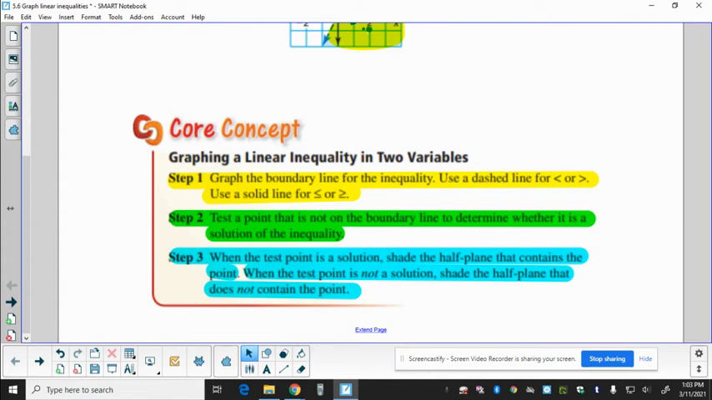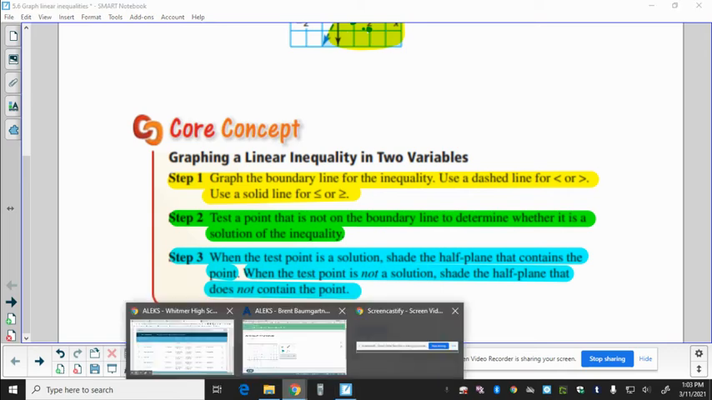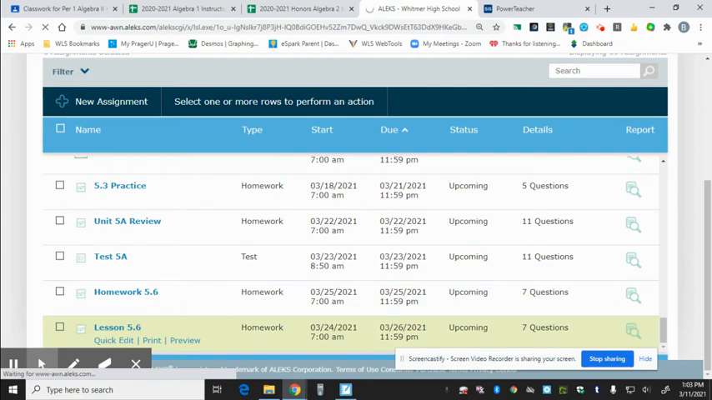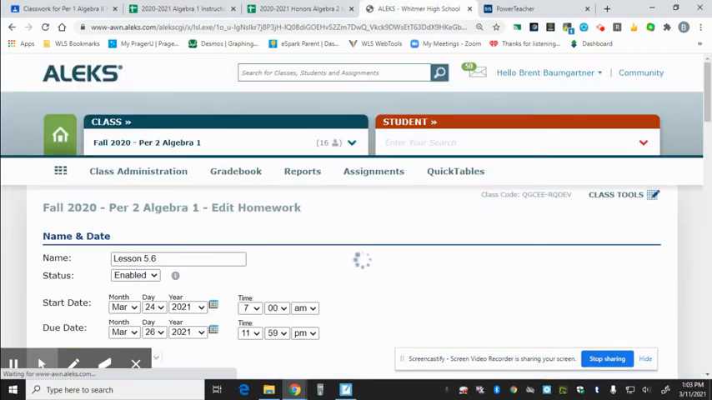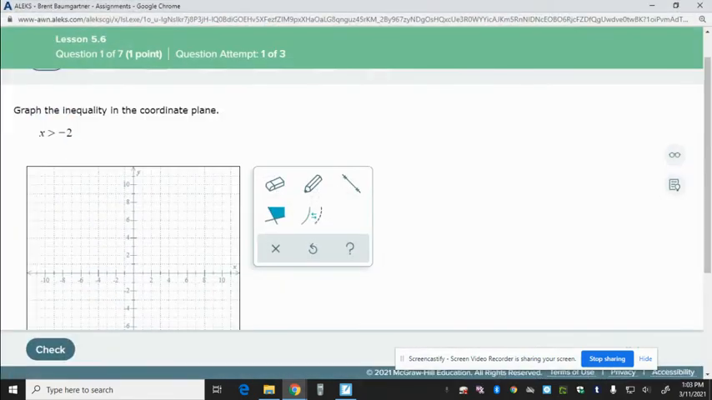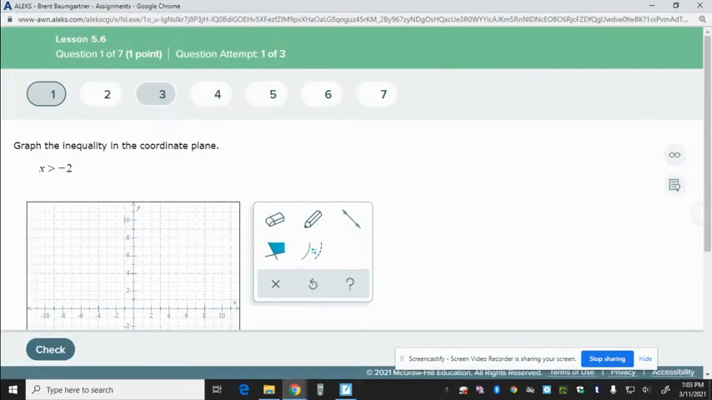So to do this, the lesson will contain information from Alex. So what I'd like everybody to do is go to Alex and find lesson 5.6, and I want you to open it. Now, once again, when we do this lesson, we're all going to have different questions, but they'll be similar types. So let me give you a preview. Everybody go to question number 1.